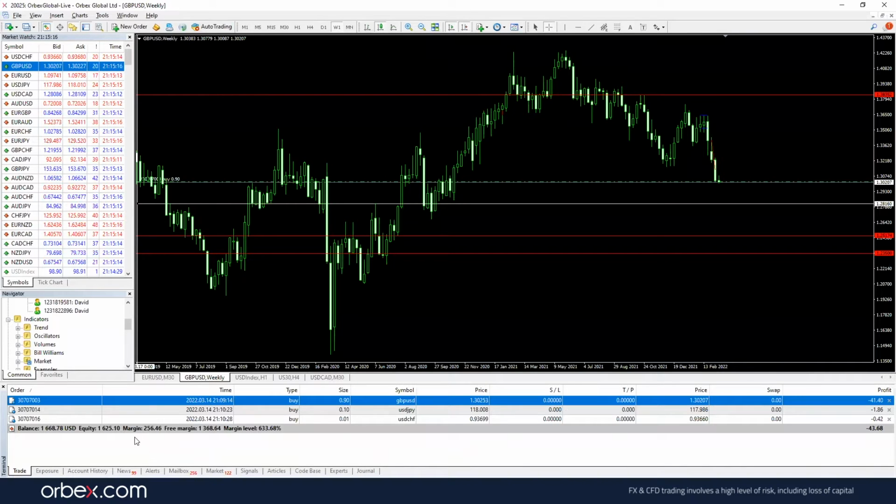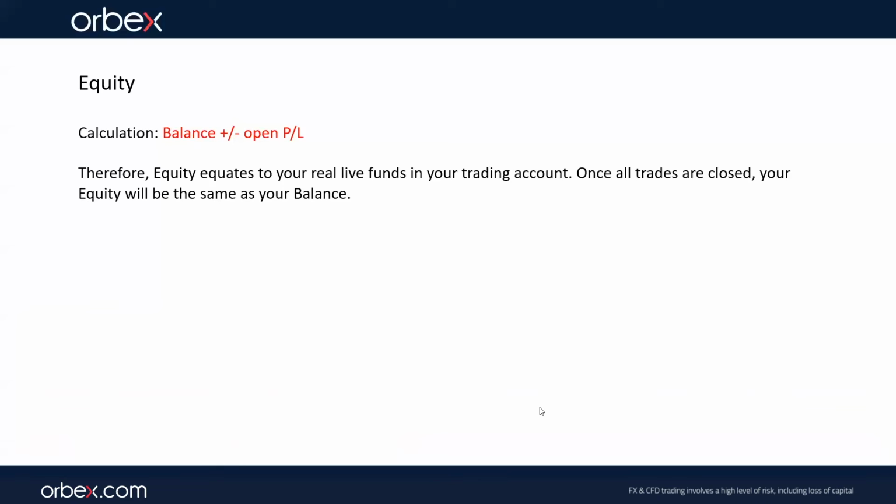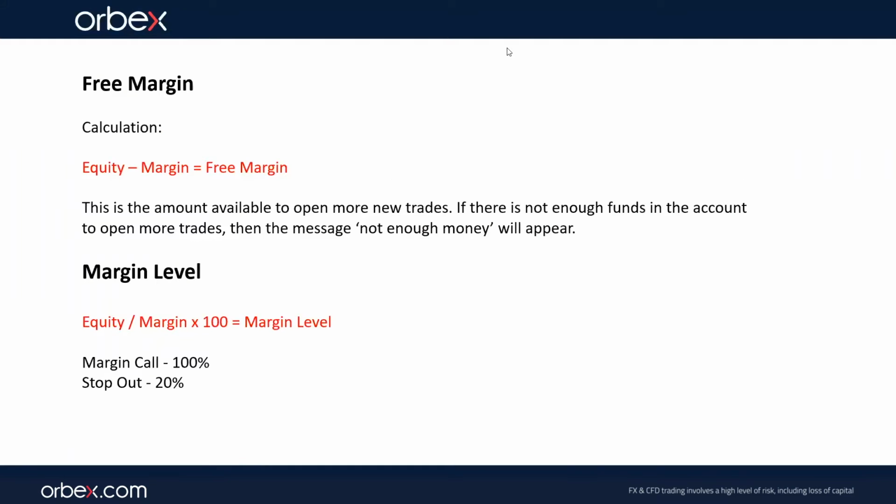And we'll have a look at the rest of these calculations now because they all factor in importance when making a trade and making your decisions. So let's have a quick look again. Free margin: the calculation is equity minus the margin, and that equals the free margin. This is the amount available to open more trades. If there's not enough funds in the account to open more trades, then the message 'not enough money' will appear. So let's try that now.